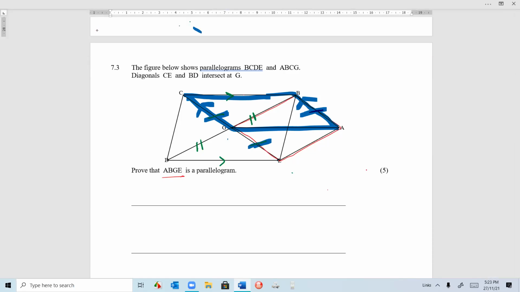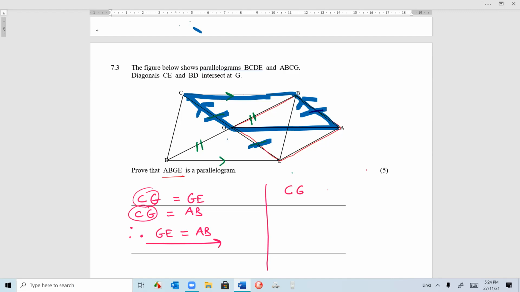Okay, let me write that down. It's quite tricky. So we started off by saying, all right, CG is actually equal to GE. And the reason why CG was equal to GE: diagonals bisect each other. Then we also said that CG is equal to AB. And the reason there is opposite sides of a parallelogram are equal. So therefore we can conclude, you'll notice that CG is common. Therefore we can conclude that GE is actually equal to AB. So that's the first part we wanted to prove.